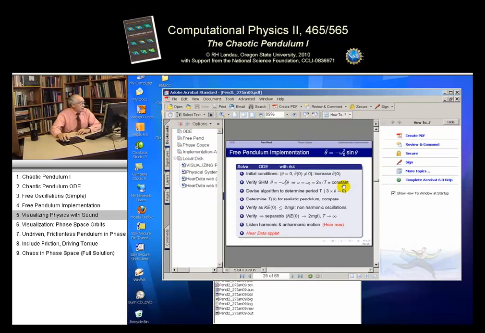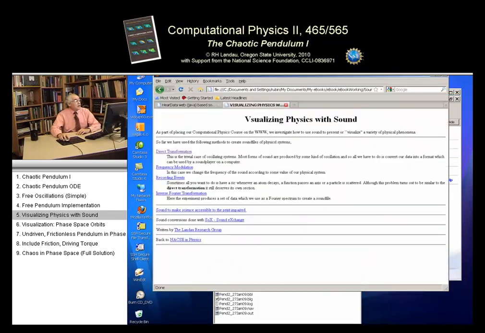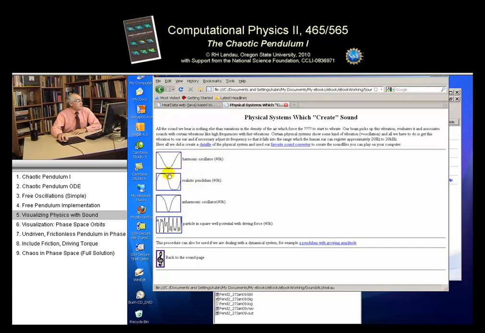On the CD that comes with the book, or if you're using the digital version of the book, we have this built in. You can listen to applets or you can listen to motion. Here we have a sample of one of the web pages, which is about visualizing physics with sound. And we give a lot of details here, so you can actually try this out yourself. Here we show three figures, and these were just solutions of this same problem, this chaotic pendulum.